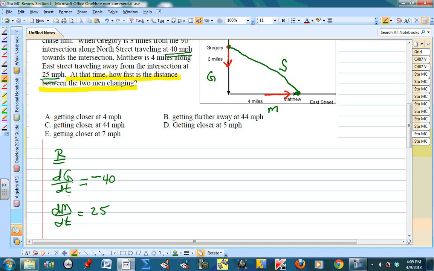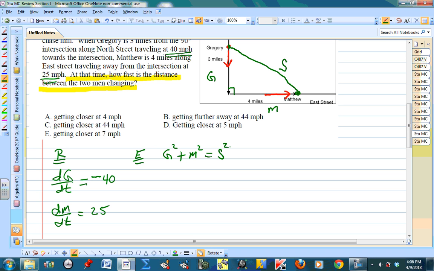All right. Now, we're in business. Let's set up an equation. The distance here, it looks like you're dealing with the diagonal of a right triangle. So we can use the Pythagorean theorem. I'm going to say g squared plus m squared equals s squared.